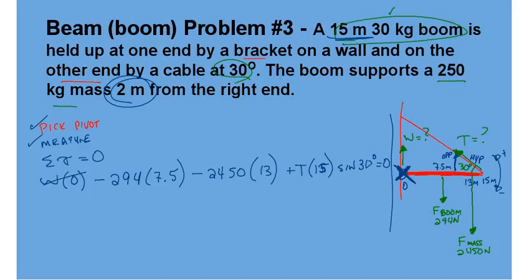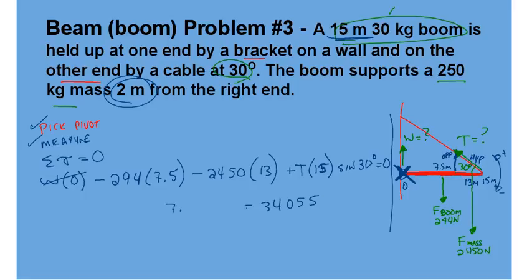All right. Here I'm going to say 294 times 7.5 plus, I'm making both of those first terms positive because I'm adding them to the other side. And I would get 34,055. Left over here on the left-hand side, I'd have T 15 sine 30. 15 times the sine of 30 is 7.5.